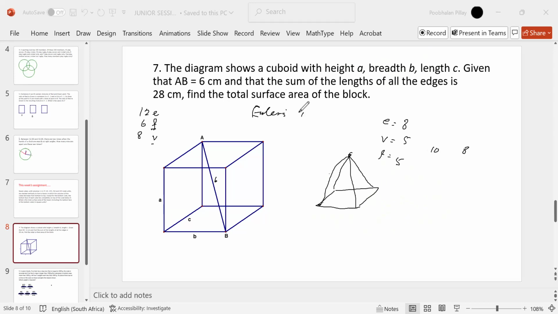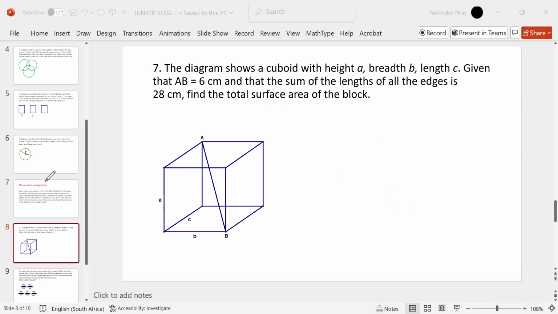Euler was a great mathematician, brilliant, who lived over 300 years ago. So he discovered this very interesting fact. I'm just giving that to you as an aside, right? It's nice for you to know it. And if you wish, you can Google it and know more about Euler's theorem.